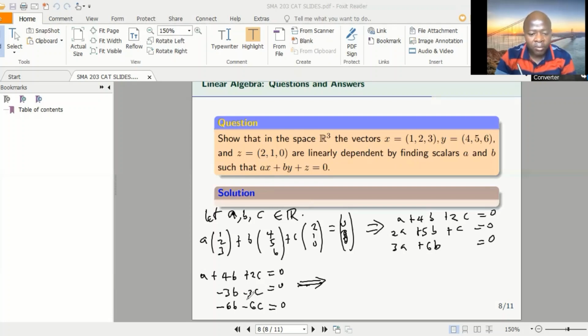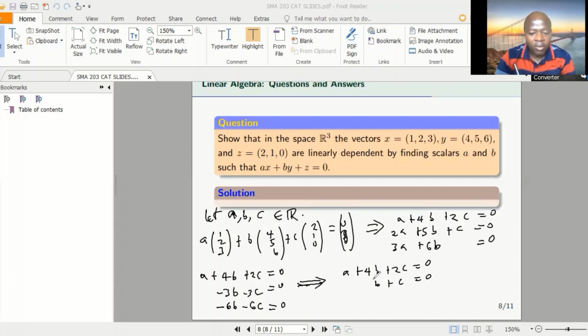If you were to factor out the common factor here, for instance, the common factor is 3, so divide through by 3, you have b plus c is 0. And even this one, b plus c is 0, because the common factor for the third equation is 6. Now, so this is a plus 4b plus 2c is 0. This is b plus c is 0. This is also b plus c is 0.